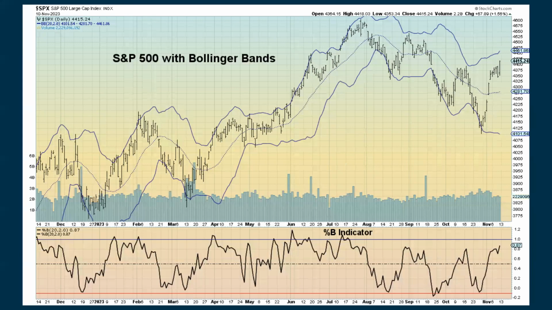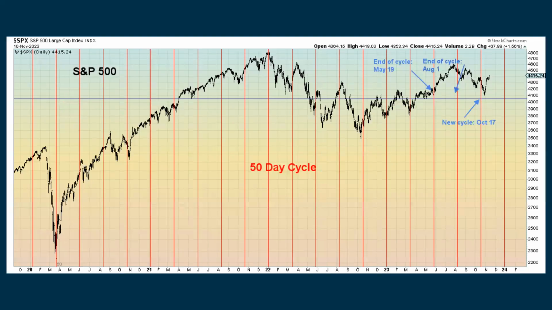And here's another Bollinger Band. Isn't that nice? Okay. Then we also look at a 50-day cycle. Now, I don't know if this is all that helpful or not. Sometimes it is, sometimes it isn't. There are all different kinds of cycles, and somebody can pick out their favorite. What I've found over the last year or so, the 50-day cycle has been kind of helpful.